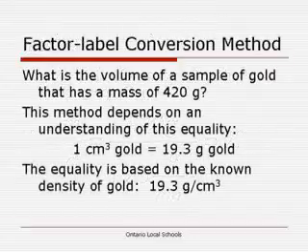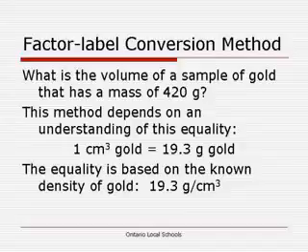The hope is that you've watched both Part 1 and Part 2, so this will look very familiar to you. This is the factor label conversion method. This is actually much simpler than the traditional method because you don't have to go through a lot of gymnastics in terms of equation rearrangement. So, same problem, what's the volume of a sample of gold that has a mass of 420 grams?